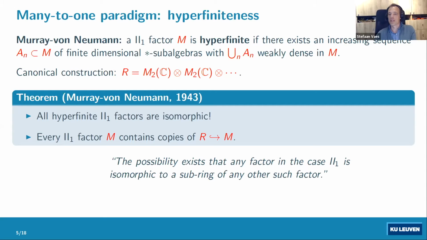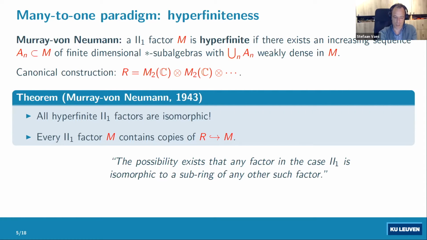Then Murray and von Neumann went on and speculated. They didn't use the word II_1 factor; in a more twisted way, they speak of a factor in the case II_1. They speculated that the possibility might exist that not only R embeds into any II_1 factor, but that conversely, any II_1 factor can also be found as a subalgebra of R. And therefore, that any II_1 factor would be isomorphic to a subalgebra of any other II_1 factor. Now that is of course wrong, as we know nowadays, but at that point, that was one of their speculations.